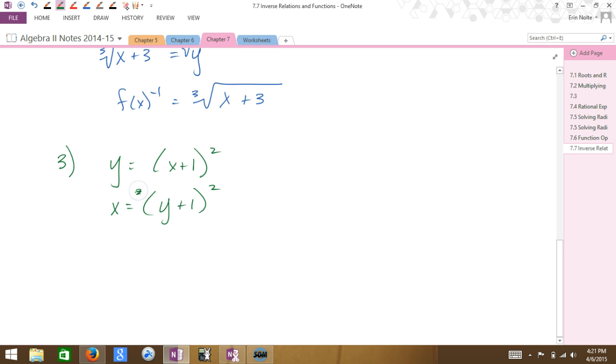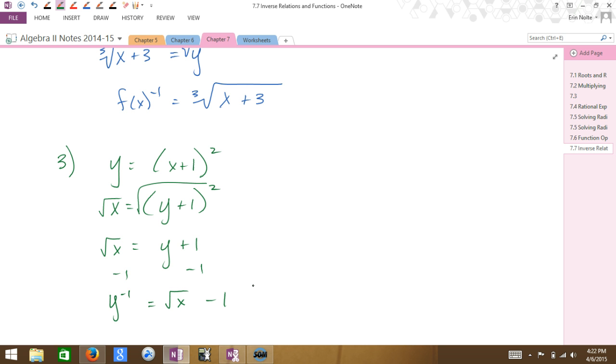I'm going to square root both sides to get rid of a square. So now I have the square root of x is equal to y plus 1. My next step, subtract the 1. So for this one, my inverse function is the square root of x minus 1. Okay, so this is quite easy to do analytically, I think. They're also going to ask you to do this graphically.